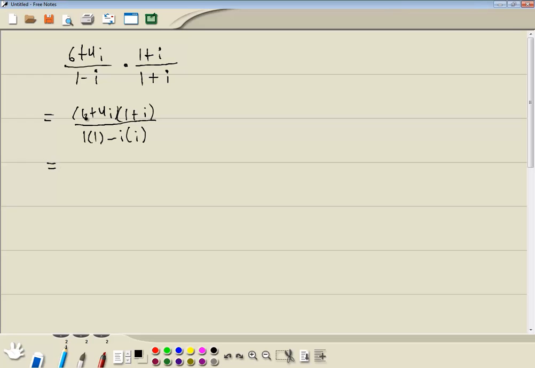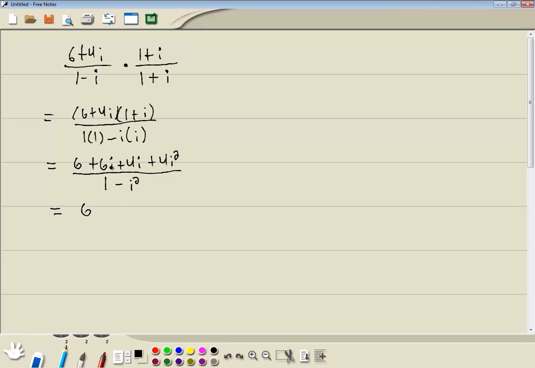Now up on top, we're going to multiply everything together, FOIL it. 6 times 1 is 6. 6 times i is 6i. 4i times 1 is 4i. And 4i times i gives us 4i squared. Over 1 times 1 is 1, minus i times i is i squared.